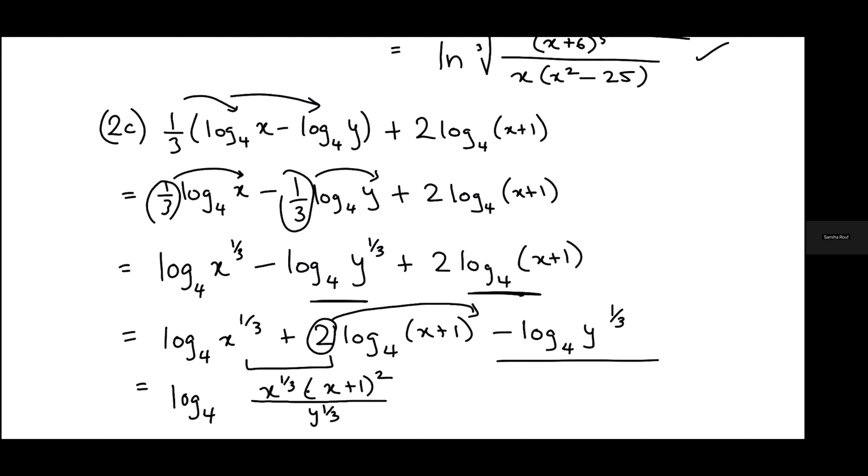This one, the powers are not the same because this has x to the third, and then this one is x plus 1 squared. So there's no point in taking the third power out because they have different powers. So you could basically stop here.